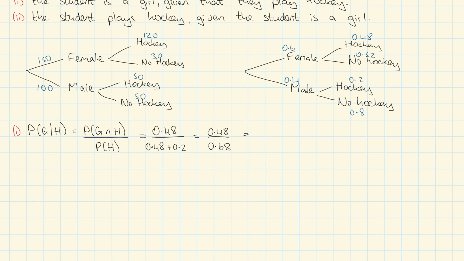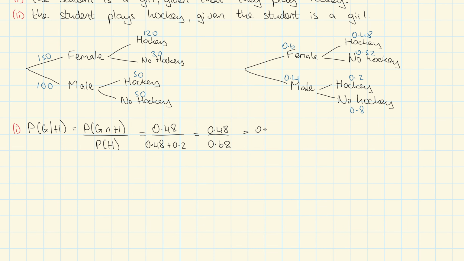It gives us quite a long decimal. Again, it's common to get long decimals for these types of answers. Usually in state exams, the question will specify what to round to. We don't know, so we might just pick 4 decimals. So the probability that she's a girl, given that the student plays hockey, is 0.7059.